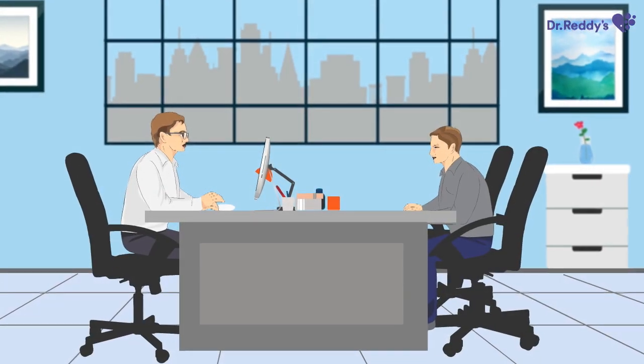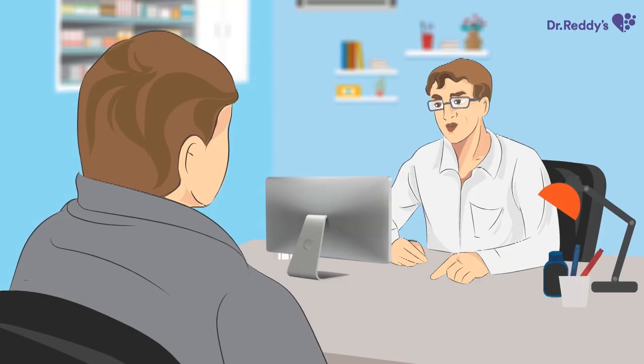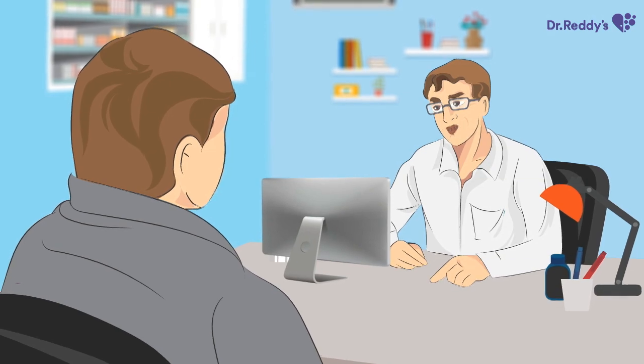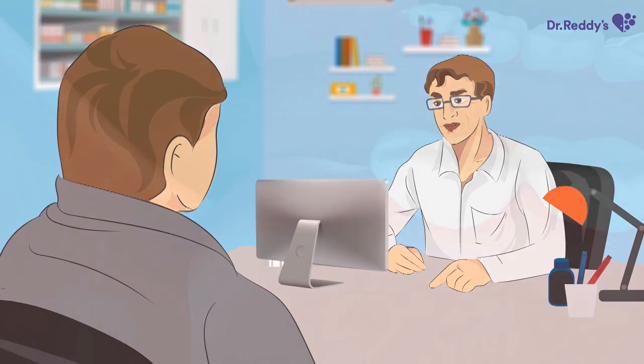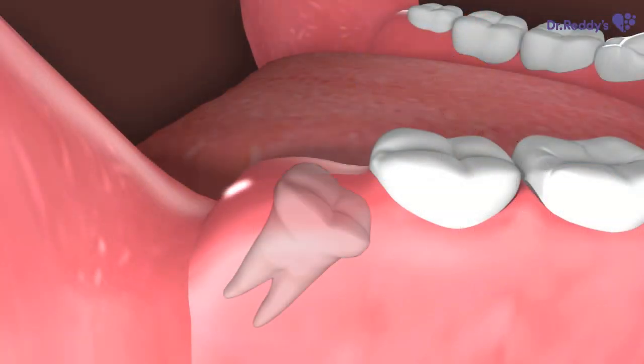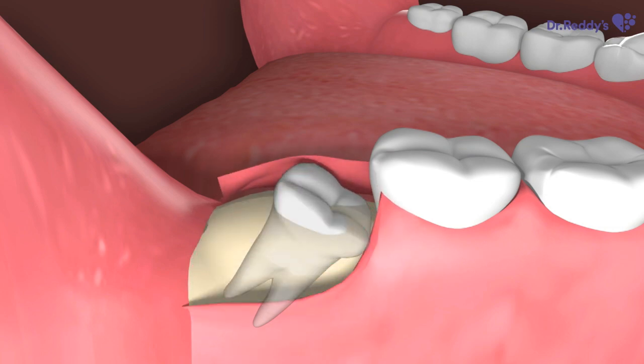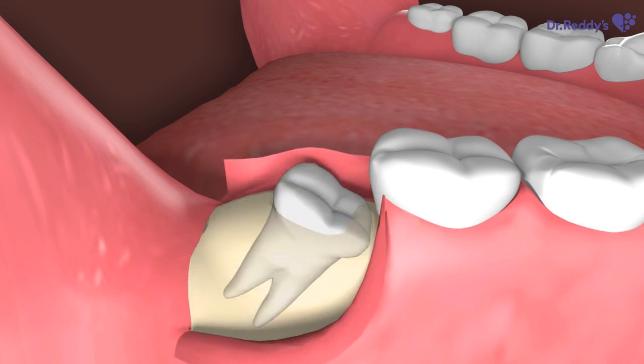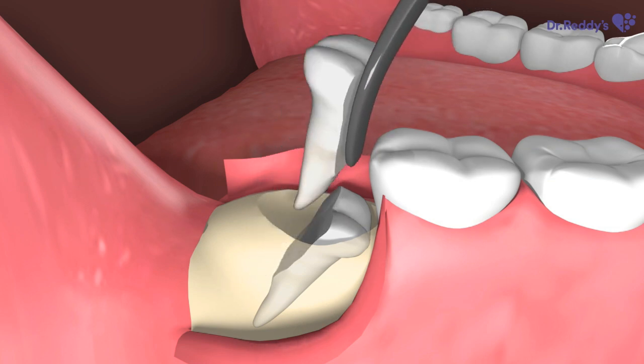Doctor, how is the procedure performed? The removal of impacted wisdom teeth involves a minor surgical operation. A cut is made in the gum over the tooth, and sometimes it is also necessary to remove some bone surrounding the crown to remove the impacted tooth. Rarely, the tooth needs to be cut into 2 or 3 pieces to be removed.